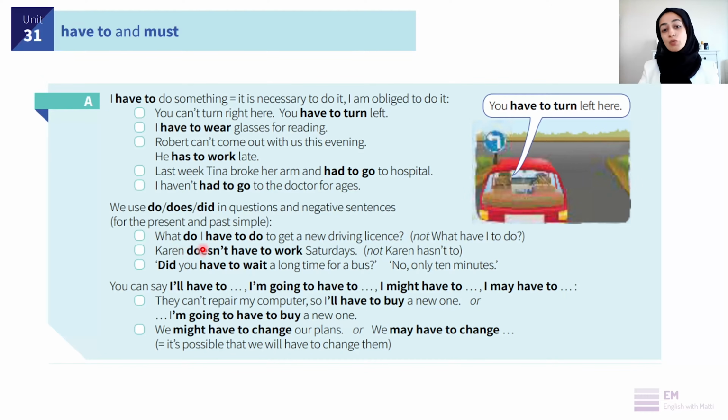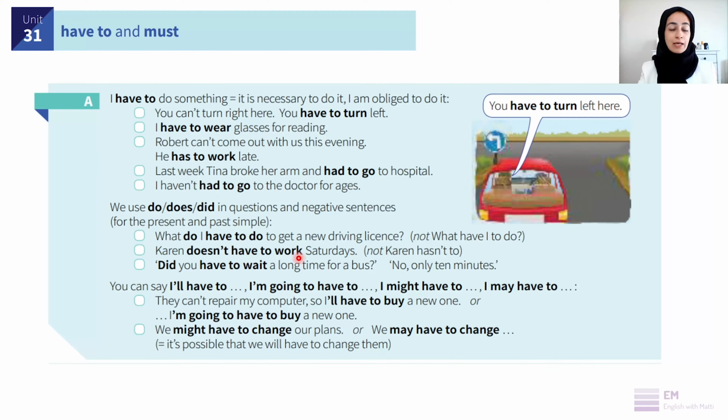مثالاش What do I have to do to get a new driving license? من باید چی کار کنم که بتونم یک گواهینامه جدید بگیرم؟ نمیتونین بگین What have I to do؟ یعنی نمیتونین بیاین با این have سوالیش کنین. حتما باید با do, does و did سوالی بشه. What do I have to do؟ بعدی Karen doesn't have to work Saturdays.